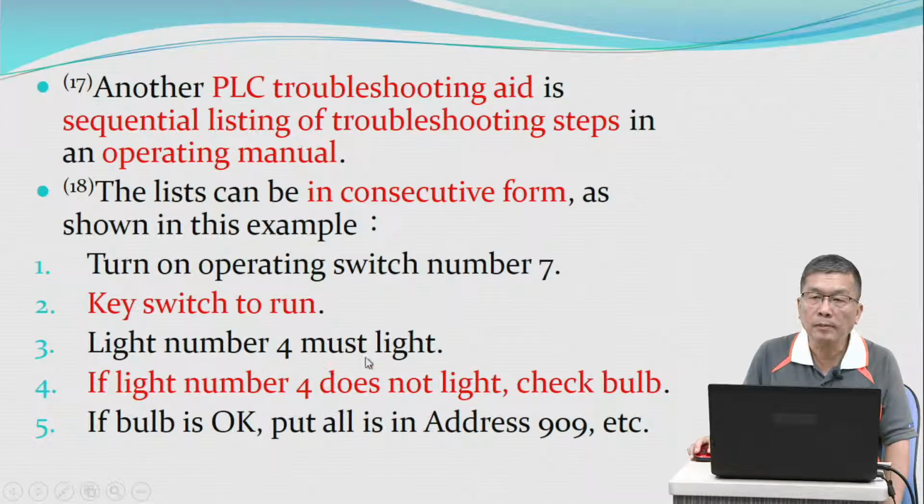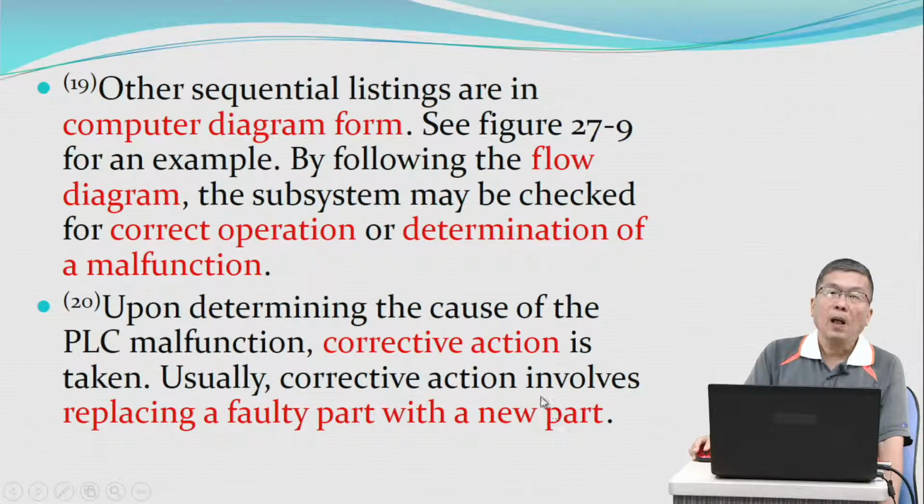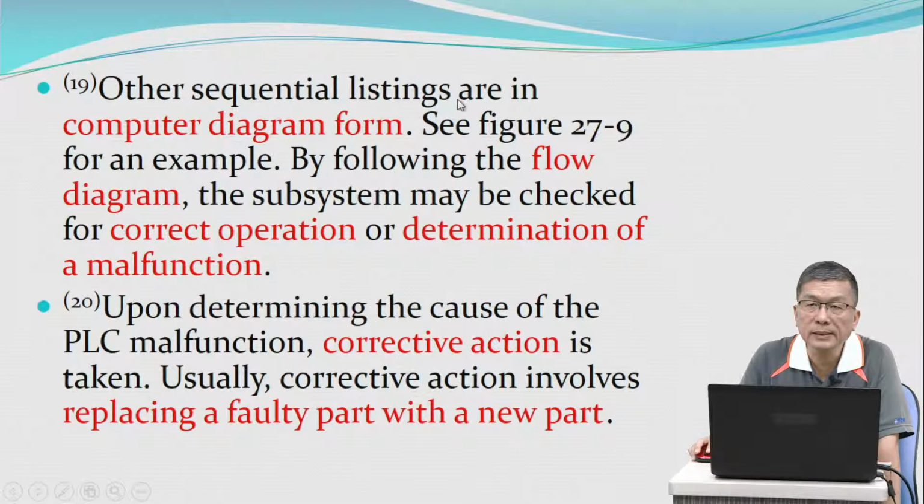Light number 4 must light. If light number 4 does not light, check the bulb. If the bulb is okay, put OR in address 909, etc. Other sequential listings are in computer diagram form. See figure 27.9 for an example. By following the flow diagram, the subsystem may be checked for correct operation or determination of a malfunction.